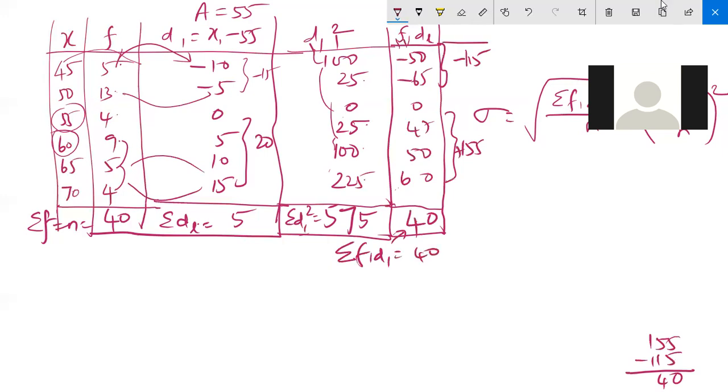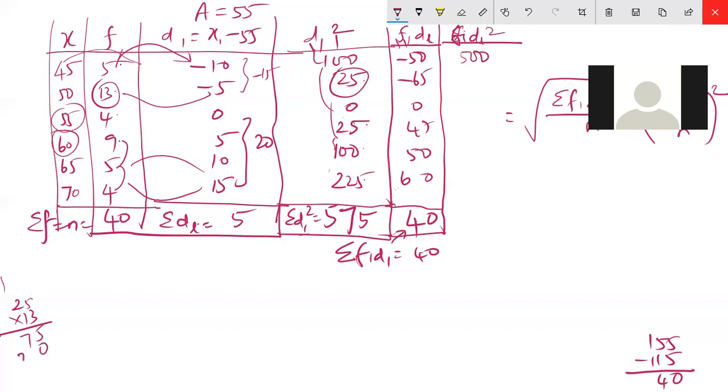Okay, the other one we now have to find out is Fi di squared. So di squared is equal to 100, into F, 500. Di squared is equal to 25. Okay, F is 13. 25 into 13 you have to find out. How much is 25 into 13? This will be 325.